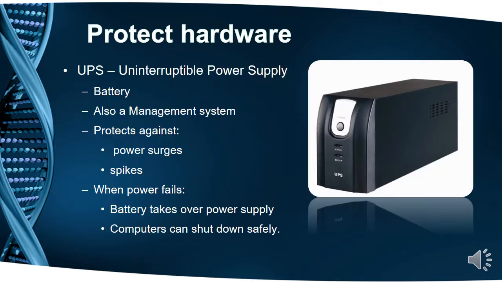In order to protect hardware from power interruptions and also from power spikes, one can install a UPS, which is an uninterruptible power supply. Basically, this is a battery which is continuously charged as long as you are connected to the power, but it's also a management system. It protects the computer against power surges and spikes, and when the power fails, the battery takes over the power supply. It will usually provide enough power to last a certain time, maybe half an hour, maybe 2 hours, and during that time you can ensure that you shut down your computer safely.